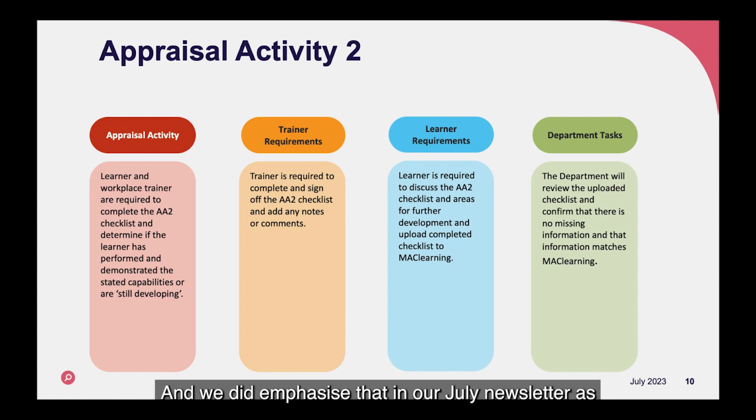We did emphasise that in our July newsletter as well about learners needing to use their own account. So that's a big one for us when we're doing spot checks on this, to just emphasise that learners should be using their own account. Okay, and then finally, trainers signing off on AA2 should be registered on MAClearning, because we do check against that the trainer is actually on MAClearning. The trainer can be different for AA2 and AA3. It could be 4 different trainers, but we just ask that they be registered on MAClearning so we can check them.